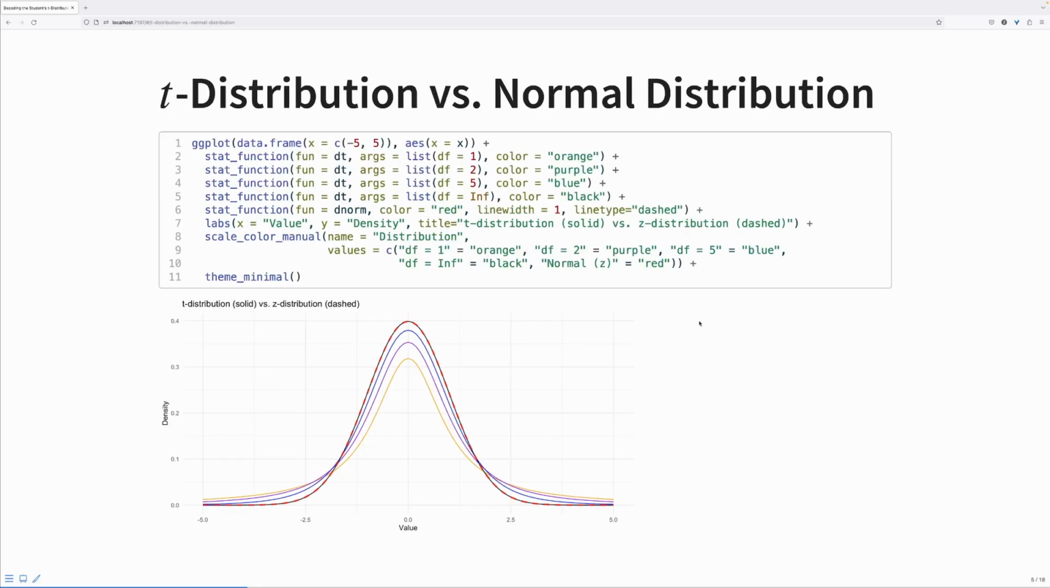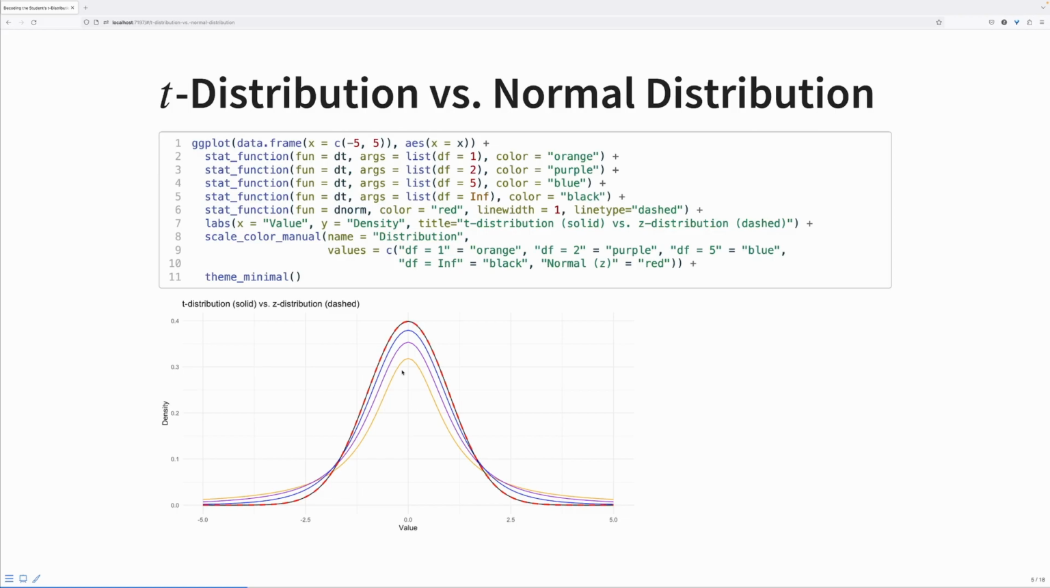Here is a plot of t-distributions with different degrees of freedom and a standard normal distribution. The orange curve is the t-distribution with 1 degree of freedom, and the purple represents 2 degrees of freedom. The blue one represents 5 degrees of freedom, and the black curve is the distribution with an infinite number of degrees of freedom. And the red dashed bell curve represents the standard normal distribution.